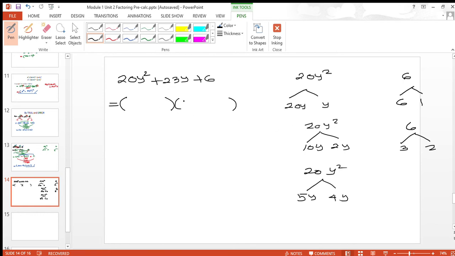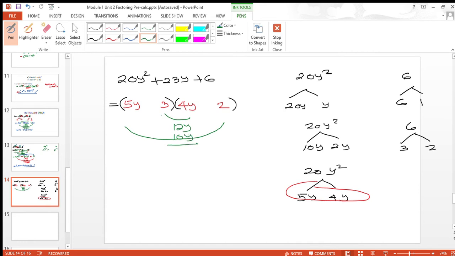We need 23. Okay, maybe we can try 5y and 4y. Let's try this if it will work. We have 5y and 4y. And then we can pair this, let's say, with 3 and 2. So let's say we place 3 there, we place 2 there. Now we will check the remaining term. This will now be 12y. This will be 10y. Therefore, if we add this, if they will have the same signs, we get 22y. If they will have opposite signs, this will be either plus 2y or minus 2y. So it did not work.